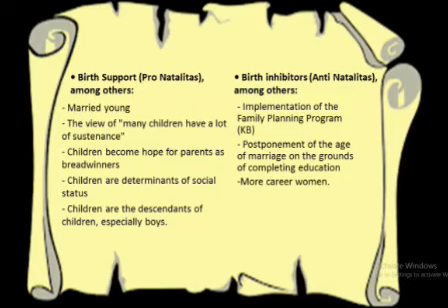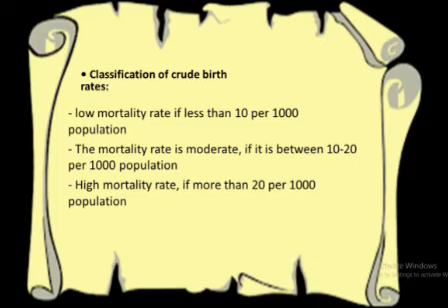Implementation of the Family Planning Program or KB. Postponement of the age of marriage on the grounds of completing education. More career women. Classification of crude birth rate or CBR. Low birth rate if less than 20 per 1,000 population. Medium birth rate if between 20 and 40 per 1,000 population. High birth rate if more than 40 per 1,000 population.